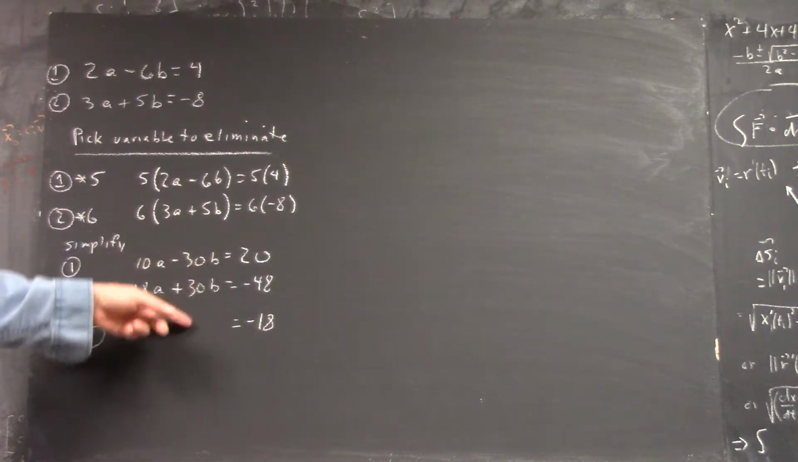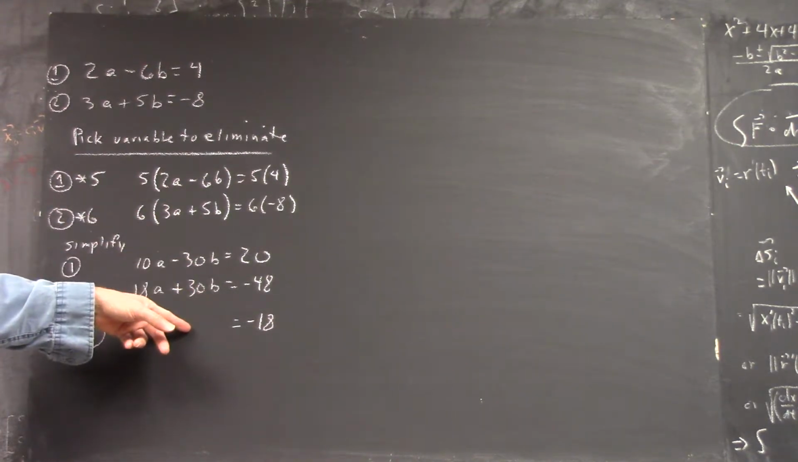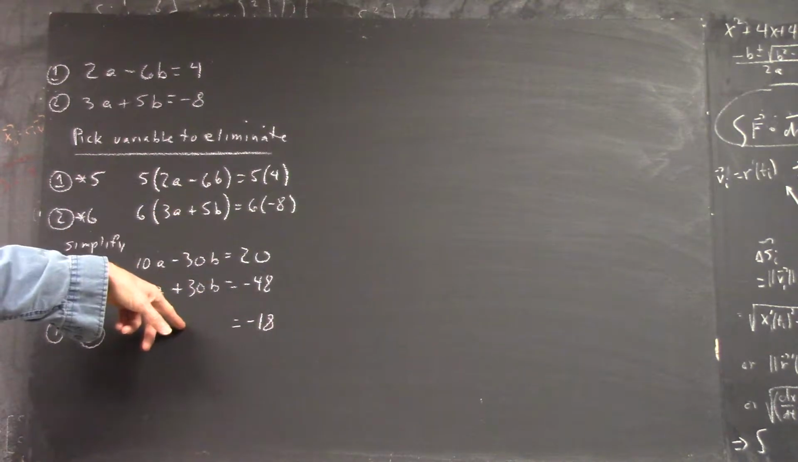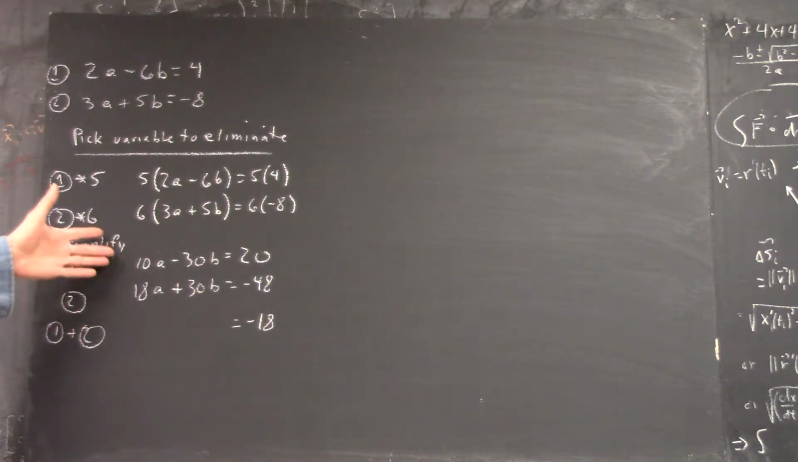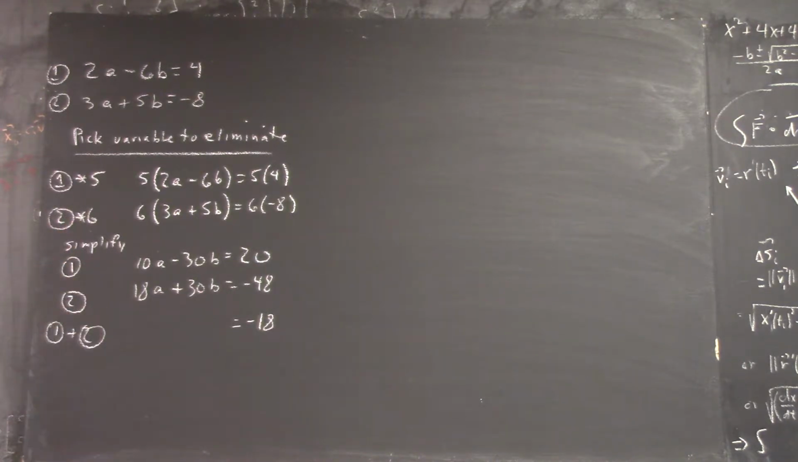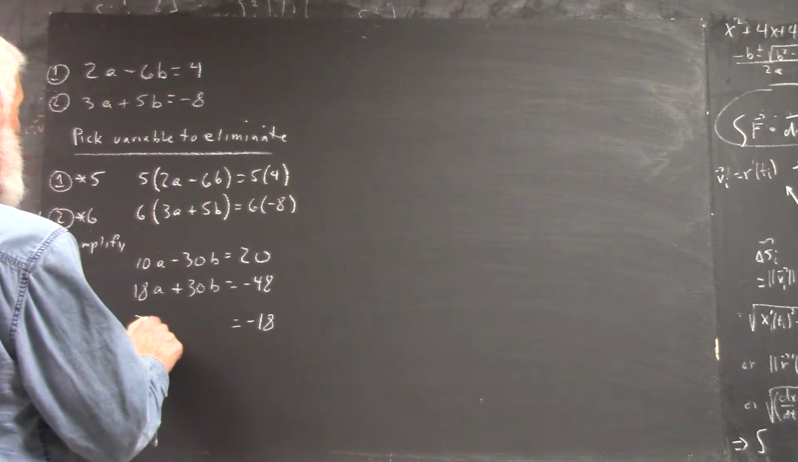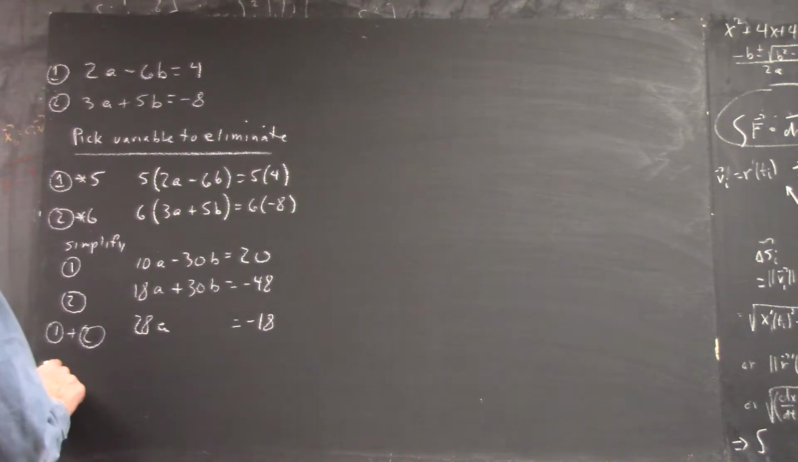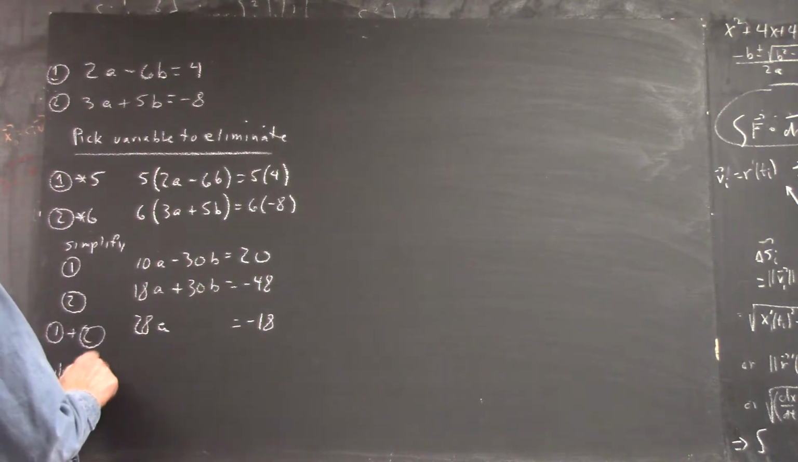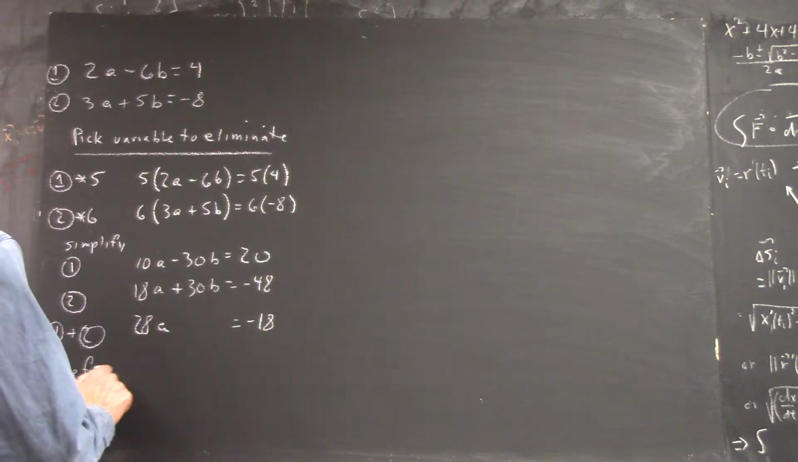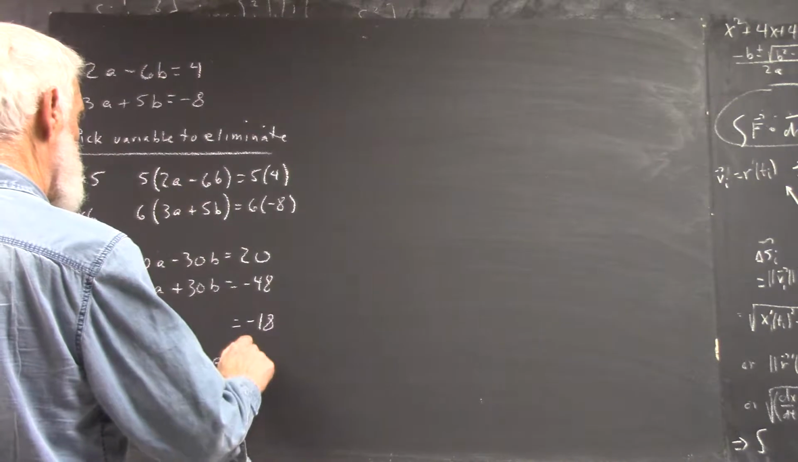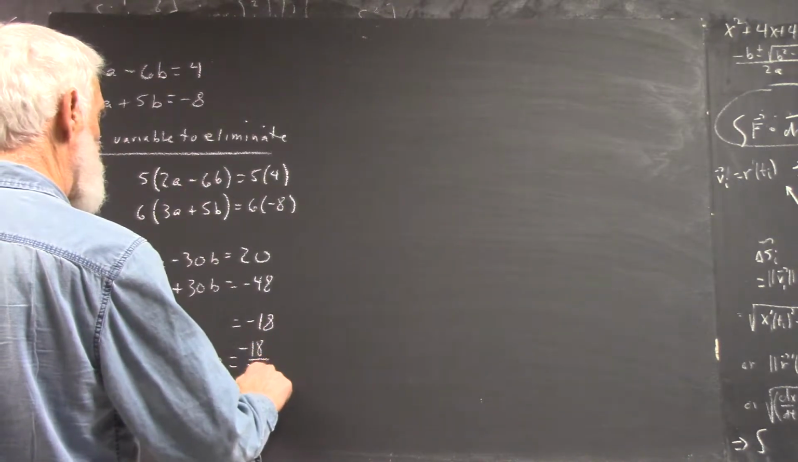How many b's am I going to have? None, because I got negative 30 of them and plus 30 of them, right? How many a's am I going to have? 28. So I get 28a equals negative 18. Solve for a, I get a equals negative 18 over 28.